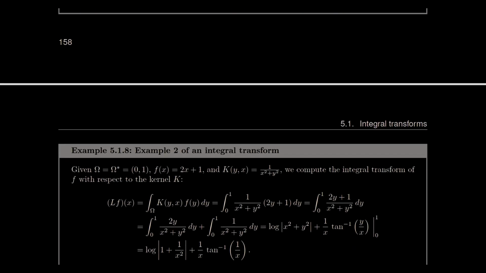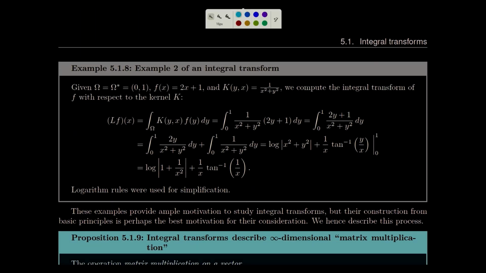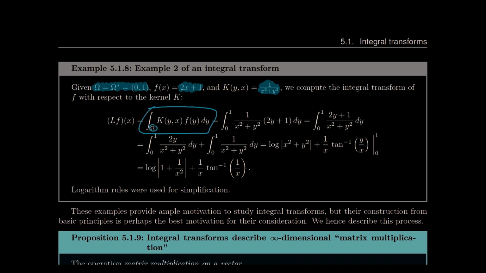You do the same thing with a new kernel. Let's do it with the kernel 1 over x squared plus y squared. Let's say our function is 2x plus 1, and let's say that our domain and dual domain is 0, 1, the interval. All I do once again is write out the definition, replace omega with its actual bounds, replace k with its definition, replace f of y with its definition, and then it's time to compute. In this case, our life is not quite as easy because we don't have a multiplicative function of x. It's now in the denominator. So we can't just pull the function of x out front. We're just going to have to compute this integral as is.